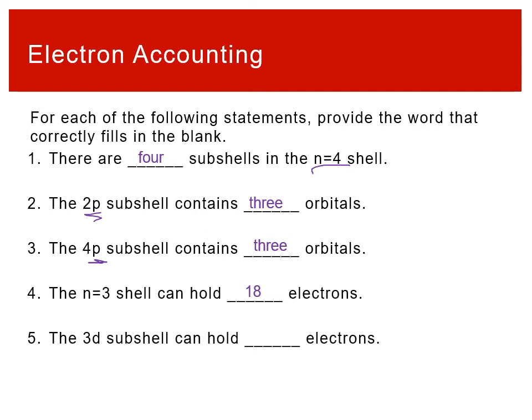The 3d subshell can hold blank electrons. Just like for the previous ones, the number of orbitals was based on the letter. The number of electrons is again based on the letter, because you just want to figure out the total number of orbitals and multiply by 2. So d-type can have 5 orbitals. 5 times 2 is 10 total electrons. And again, that's a maximum occupancy. It can hold up to 10 electrons. It can also have less than that.